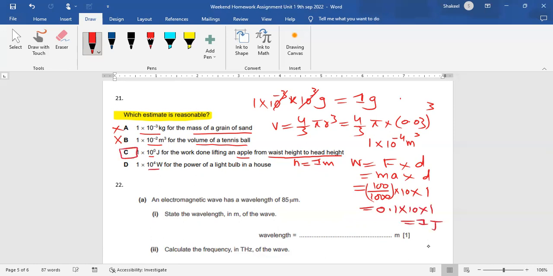And then 10 power 4 watt for the power of a light bulb in a house. 10 power 4 means 10,000 watts. So no, we have never used 10,000 watt at the house. So it means C is your option.